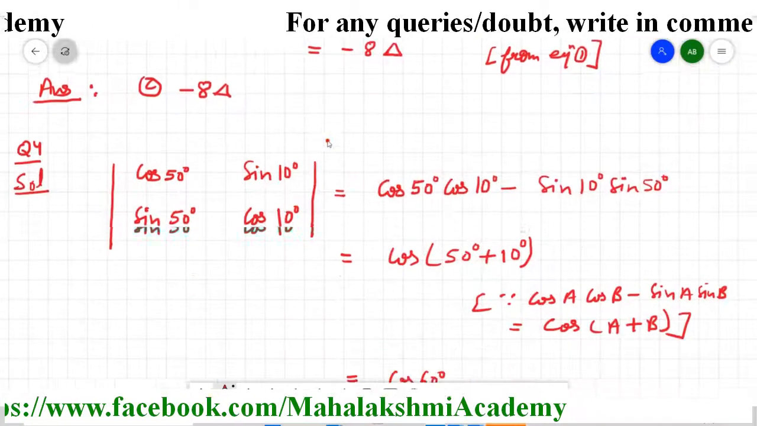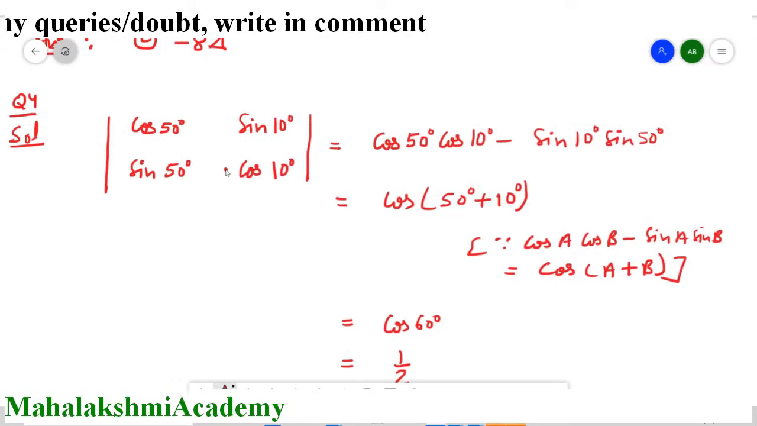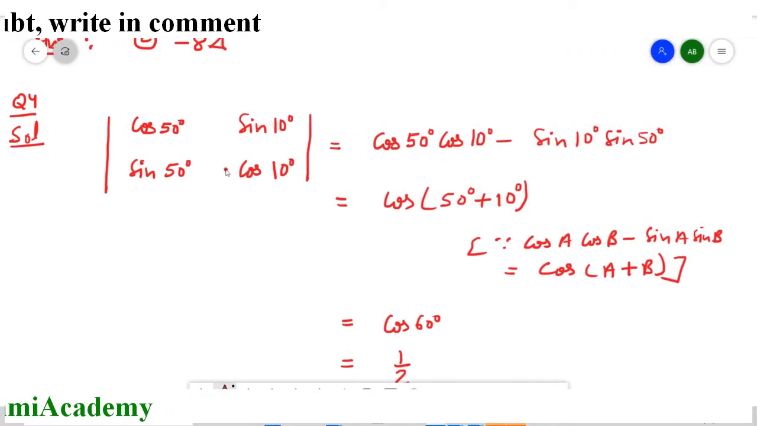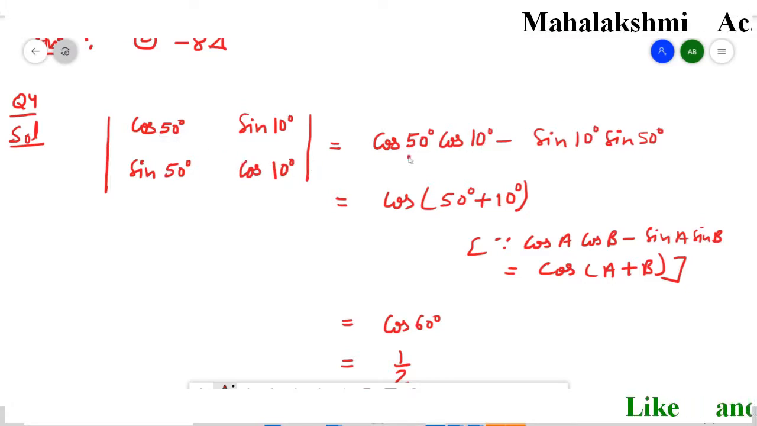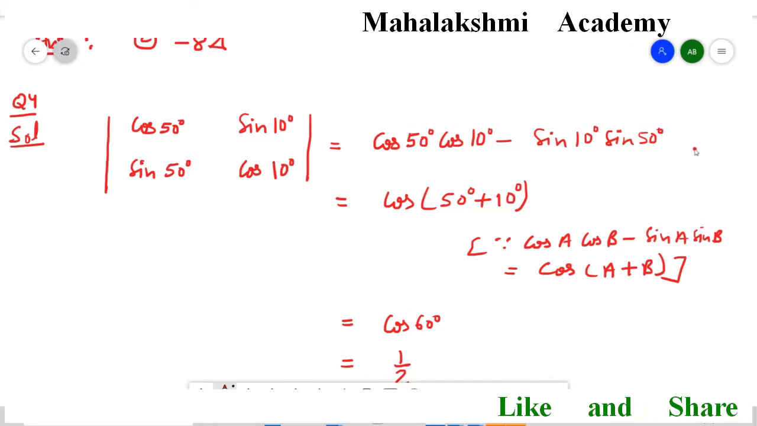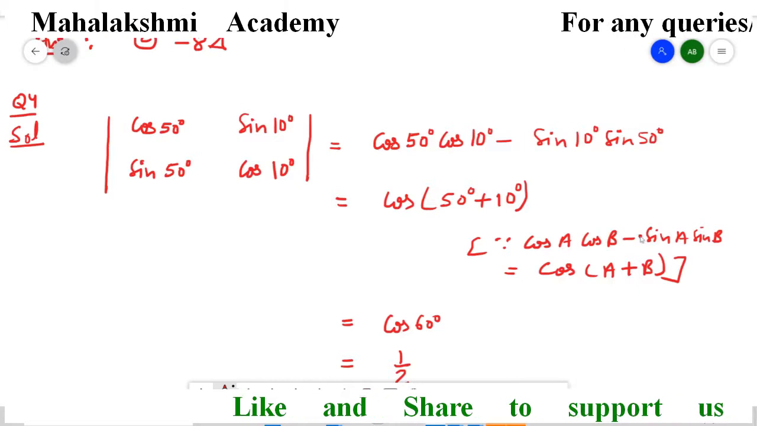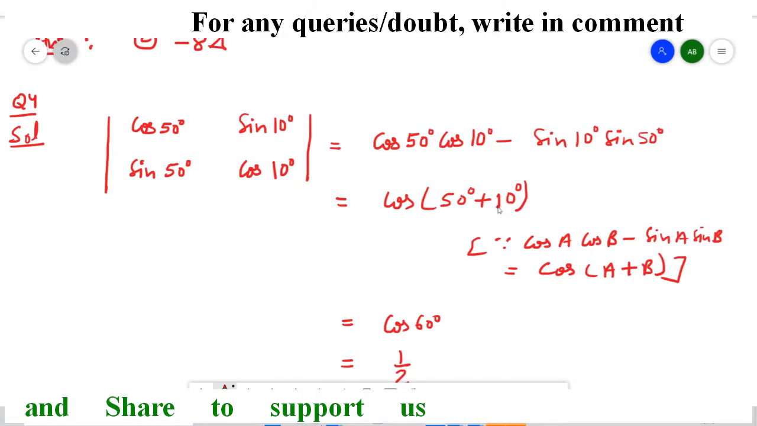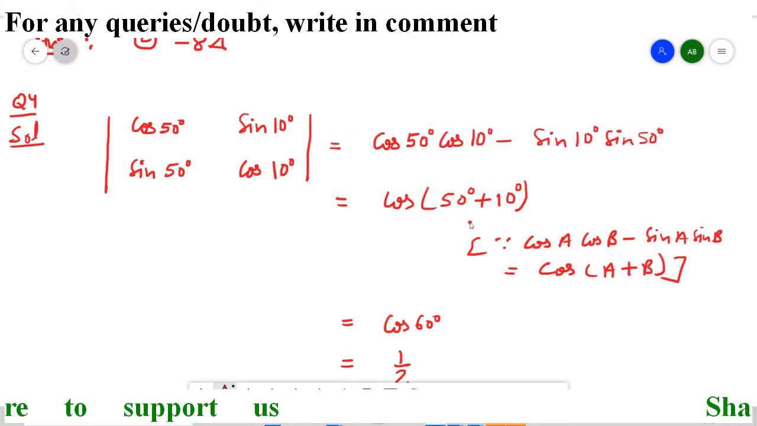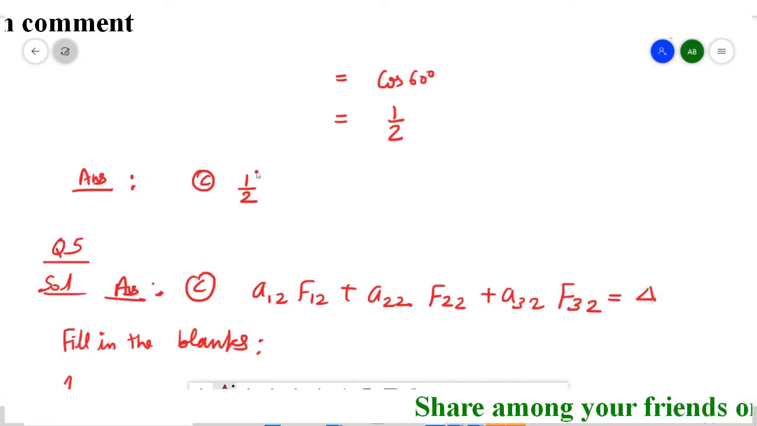Now question number 4, which is like question number first. This is the question, so I am not showing the question, you can check your DASWA. You have to find out this determinant value. So cos 50 multiplied by cos 10, and sin 10 multiplied by sin 50. After opening it, we get this expression, and it is in the form of the cos(A+B) formula. Here I use the cos(A+B) formula. A is 50 and B is 10, that is cos 60, and cos 60 is half. So the correct option is 1 upon 2.